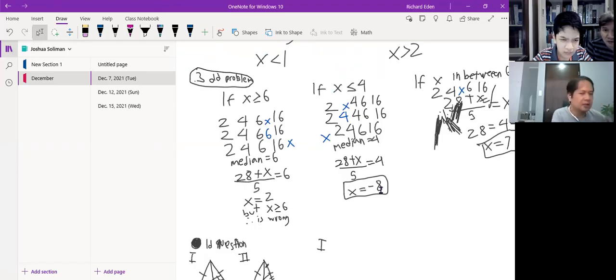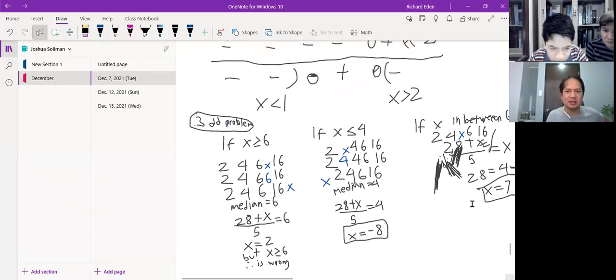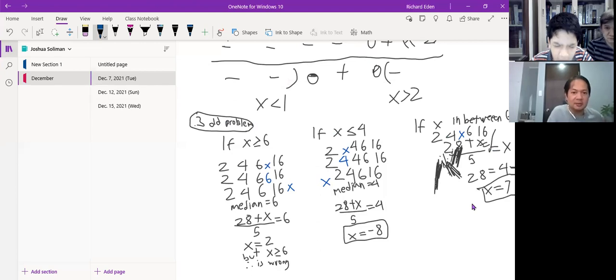So, find all numbers x such that... ang daming news notifications lumalabas, blocking my view. Okay, here we go. So for my reference, let me just write down the items, the numbers: 2, 4, 6, 16, and x.